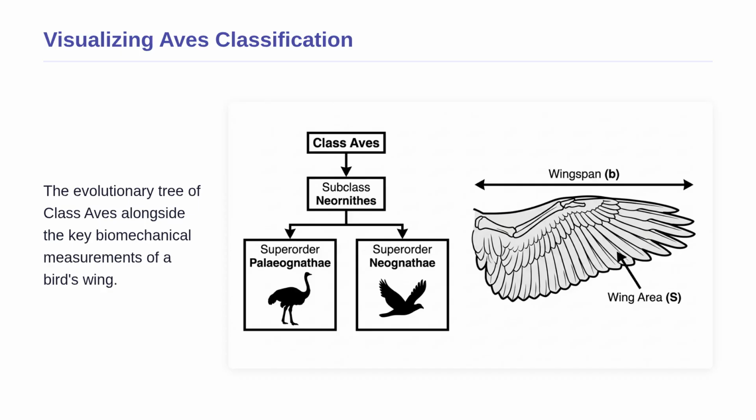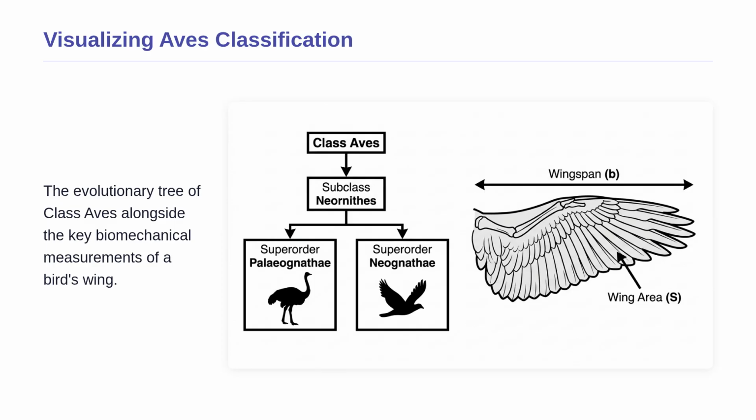Now that we have calculated these values, let us look at how everything connects visually. On the left side of this diagram, you can see the evolutionary classification tree we discussed earlier. Class Aves branches down into the modern subclass Neornithes, which then splits into the flightless paleognathae, represented by the ostrich, and the flying neognathae.